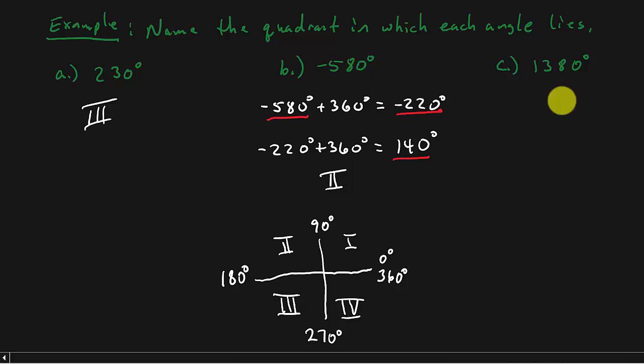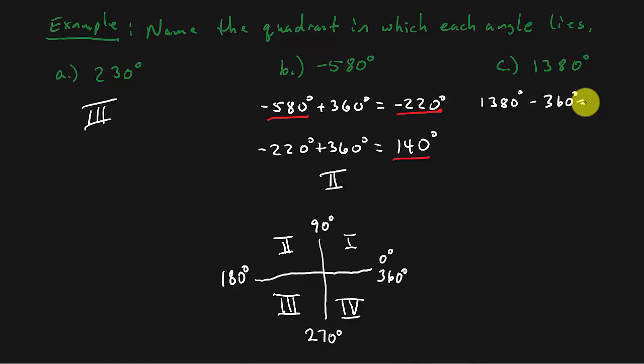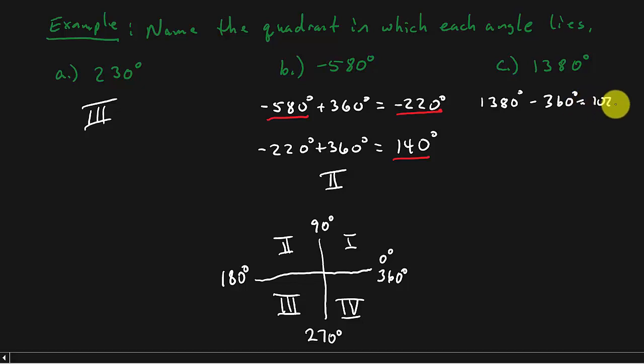All right, let's look at this, 1,380. All right, so let's take the 1,380 and let's get it back between 0 and 360. So let's subtract 360. So if I do 1,380 minus 360, that is going to give me 1,020. All right, so let's subtract again.